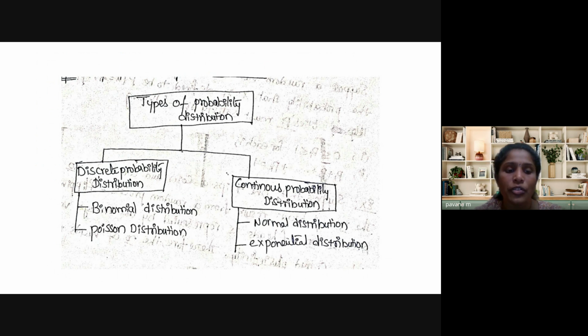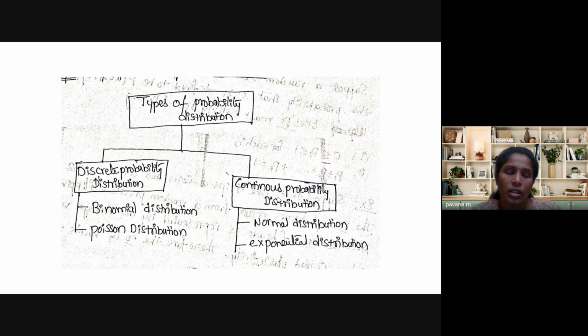Discrete probability distribution is classified into two types: binomial distribution and Poisson's distribution. And continuous probability distribution is classified into normal distribution and exponential distribution. First, let's discuss binomial distribution. Binomial distribution mainly discusses the success and failure of a particular event. Suppose you are doing an experiment, what is the probability of the success rate or the failure rate of a particular event? That is discussed in the binomial distribution.